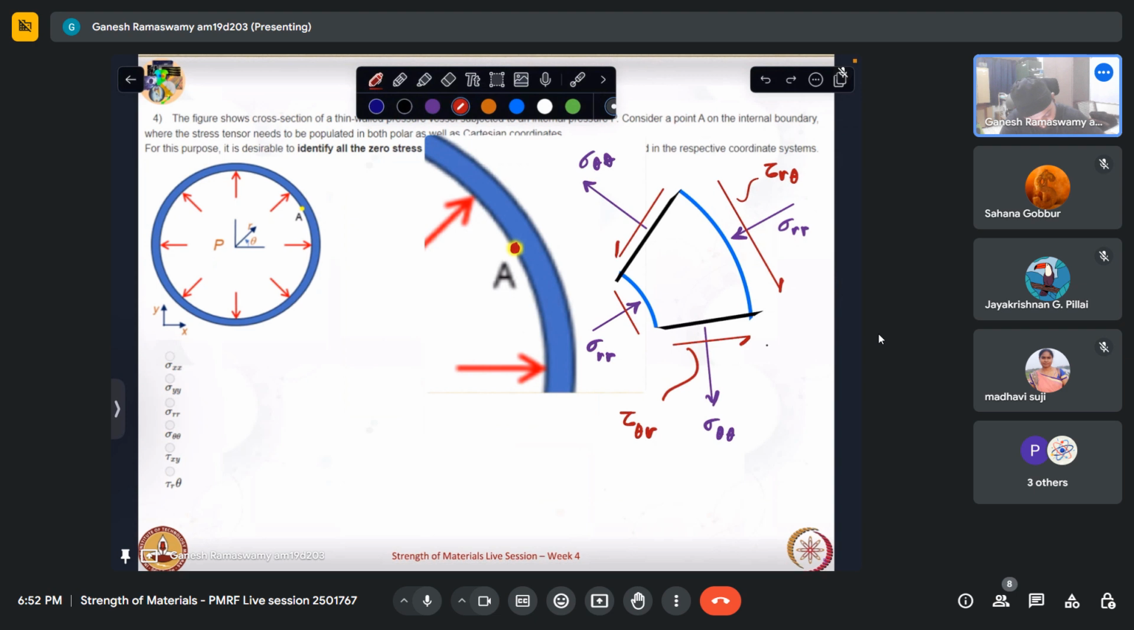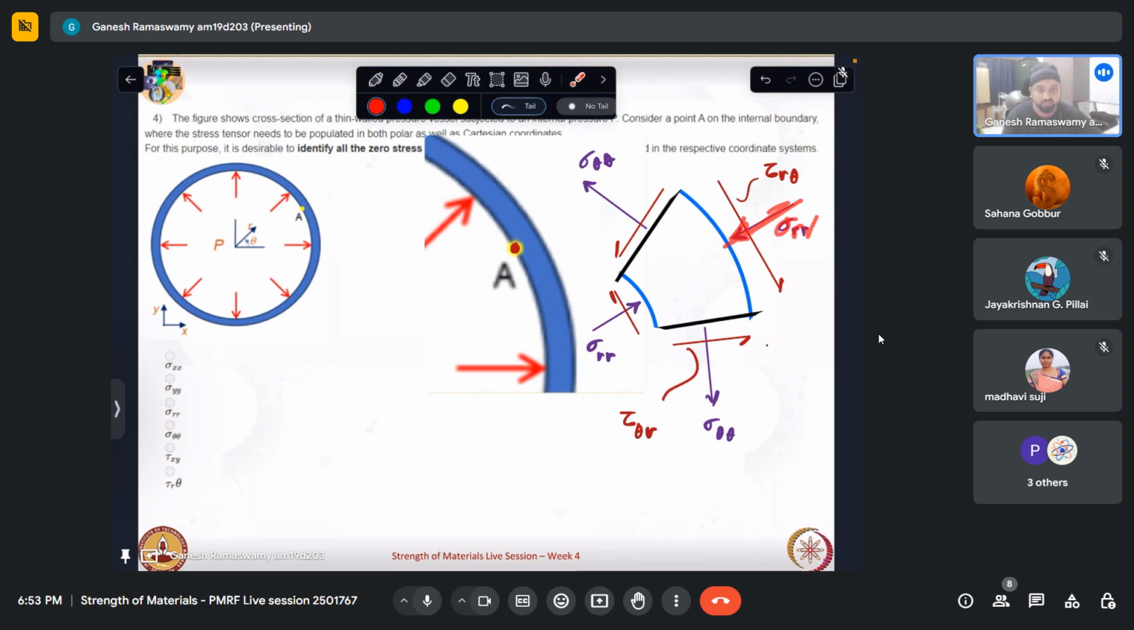Now the question, first let us address it in the polar coordinate system. The question asks which of these components are 0. Now we can clearly see that sigma rr is nothing but my pressure P. Why? Because if I take this point, here the normal vector is like that. And my pressure is acting directly in the opposite direction to that normal vector. And since this element is in equilibrium, I have equal sigma rr acting on the opposite side.